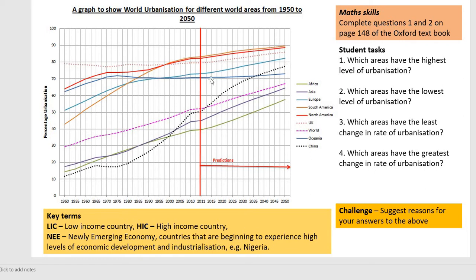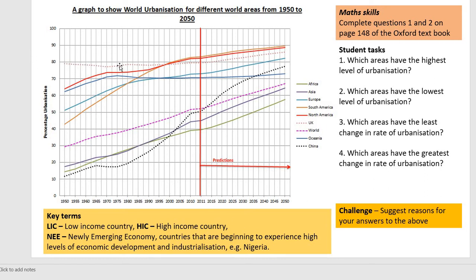So we can begin to see the beginnings of a pattern, and we can break this down by looking at how developed or how wealthy countries are. So we've got LICs and NEEs, our low-income countries and our newly emerging economies. And then we've got HICs, our high-income countries.